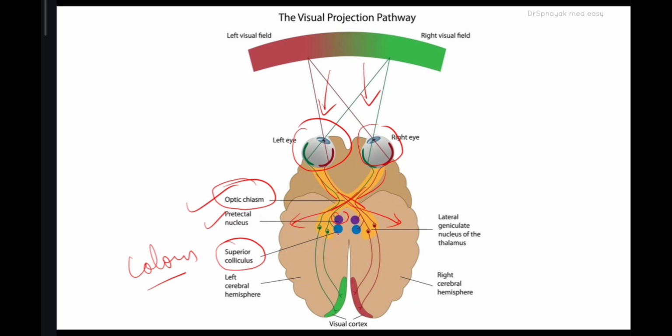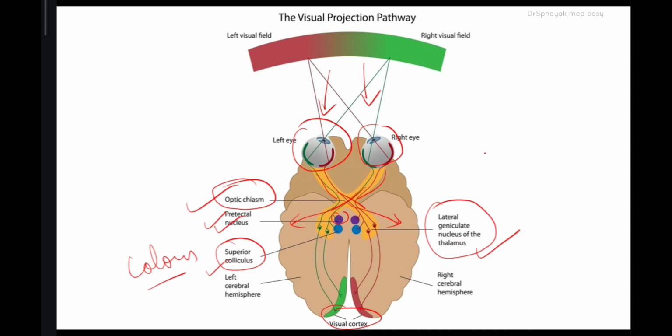Sometimes the information is taken to the lateral geniculate nucleus of the thalamus, and from there it is taken to the visual cortex. So all these different parts of the brain have different actions. The information from the eyes is taken directly to different parts of the brain, like the visual cortex, the lateral geniculate nucleus of the thalamus, the pretectal nucleus, and also the superior colliculus.